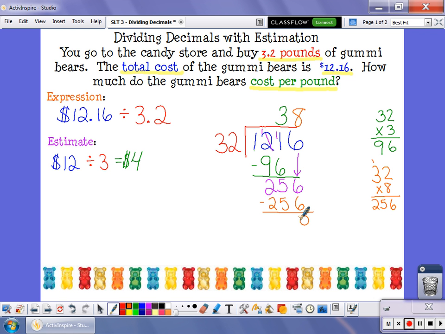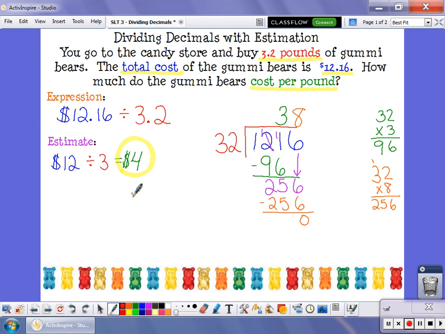Now, if you look up at your quotient, it says 38. So when I think about my question, how much do the gummy bears cost per pound, does $38 make sense? It doesn't. And the reason it doesn't is we forgot our decimal point. Now look at our estimate. Our estimate says our answer is going to be about $4.